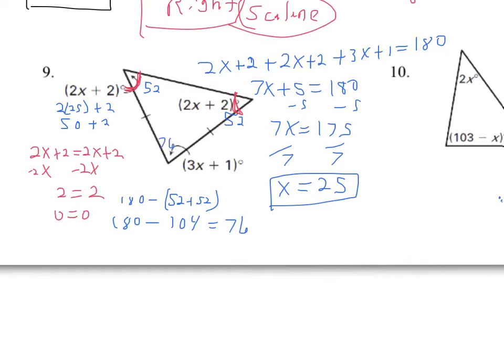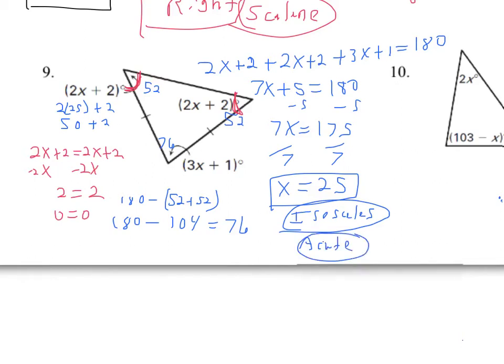All right, so I got angles of 52, 52, 76. I actually already knew that this was an isosceles triangle because it was marked that those two sides were the same. That's how I knew that these two angles were the same. But now I can also see this is an acute triangle. They're all less than 90, so it is acute.